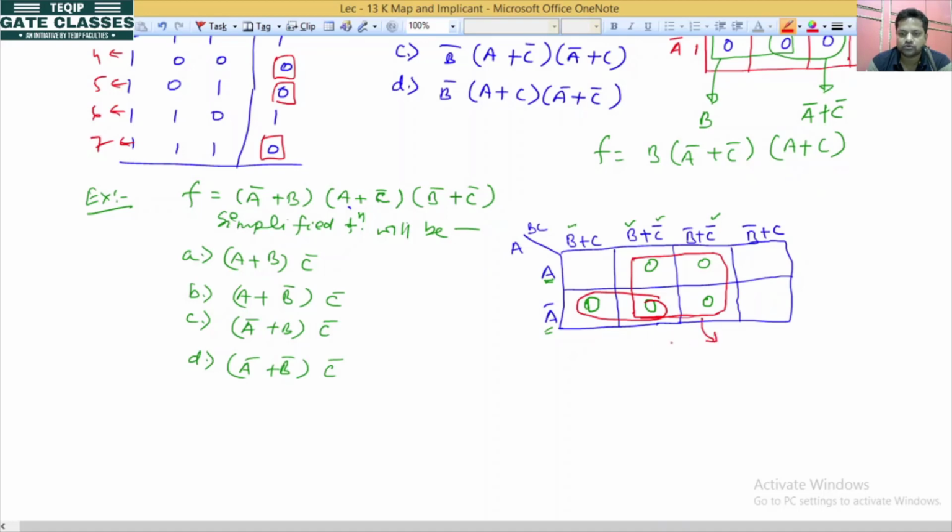Now I am going to write the expression for these groupings. For this quad, nothing is common from here. From above we have only C bar common. For this pair we have A bar common, and from above we have B common, so it will be A bar plus B. What will be the function? The function will be A bar plus B bar, A bar plus B, C bar. Which option?